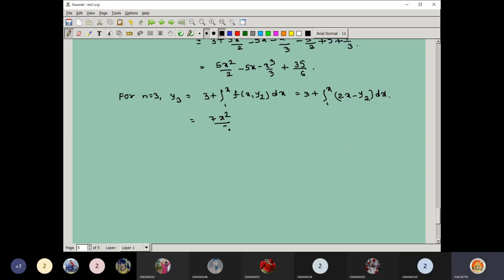సెవెన్ ఎక్స్ స్క్వేర్ బై 2 minus 5x cube by 6 plus x to the power of 4 by 12 minus 35x by 6 plus 73 by 12. ఇది ఆన్సర్ ఉంది నా దగ్గర. సో మీరు ఫైండ్ అవుట్ చేసేయండి, అదే ఆన్సర్ వచ్చిందా రాలేదా అన్నది తెలుస్తుంది మీకు. చెక్ చేయండి ఒకసారి.